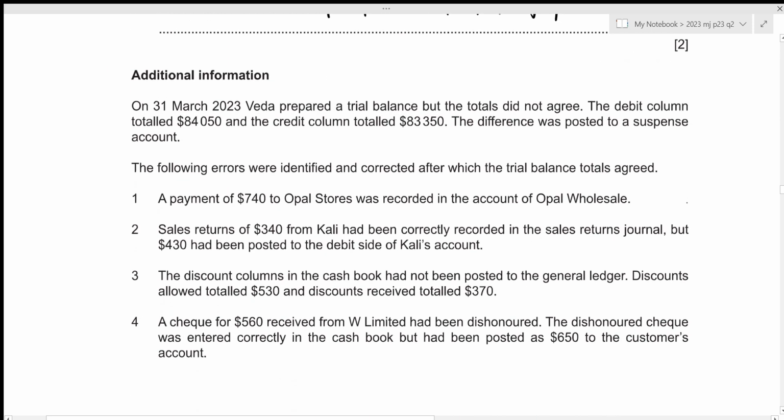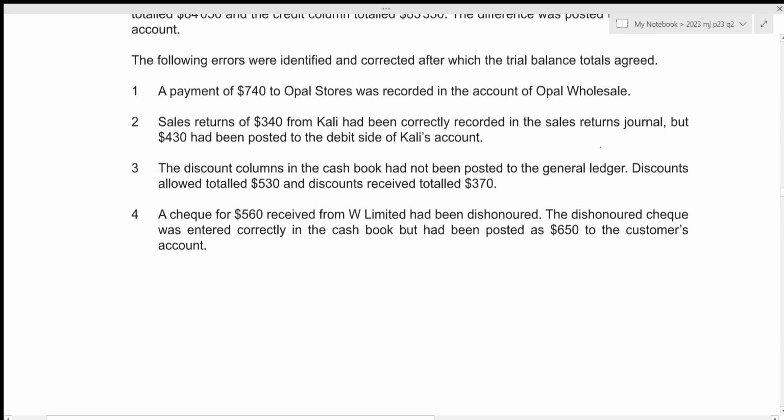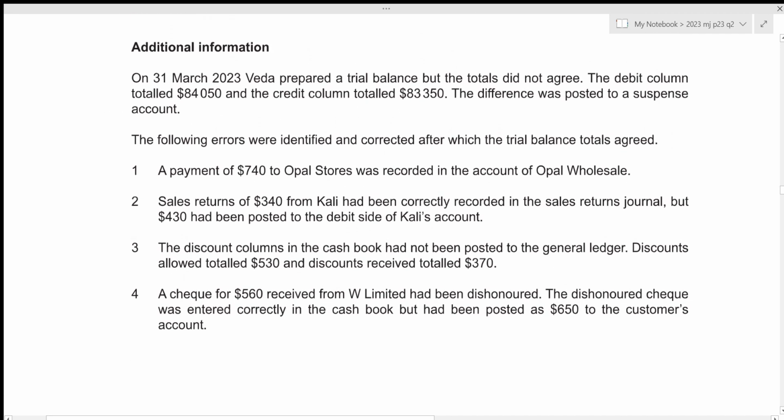We're given additional information. First of all, let's have a look at our second question. We need to prepare journal entries to correct each of the above errors, and dates and narratives are not required. Okay. So on 31st March 2023, Veda prepared a trial balance, but the totals did not agree. The debit column totaled 84,050 and the credit column totaled 83,350. So clearly, our trial balance is incorrect. And the difference was posted to a suspense account.